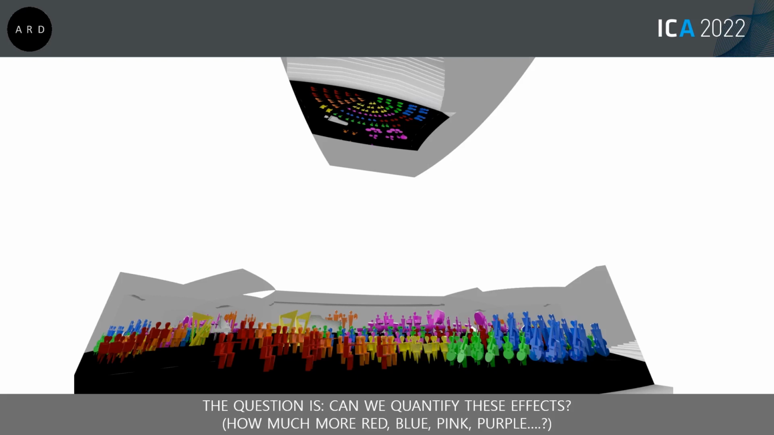The question is, can we quantify this effect? Or in other words, how much more red, blue, pink and purple? Now the tool exists and runs and has been used in collaboration with architects in the past, so this is fine. It's just how we can have a quick check, once we're happy, directly in Rhino on whether or not we are missing a little bit of one stage area.